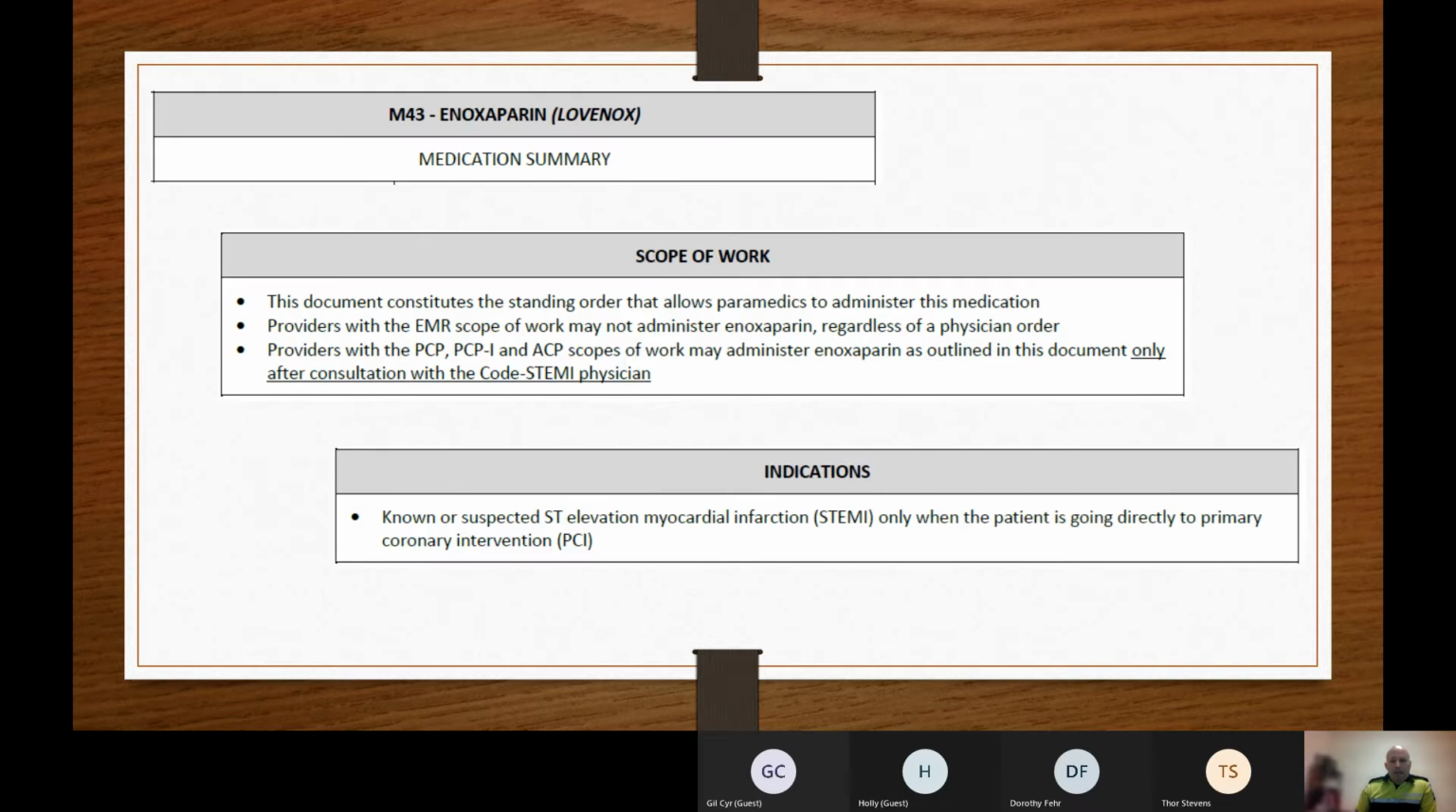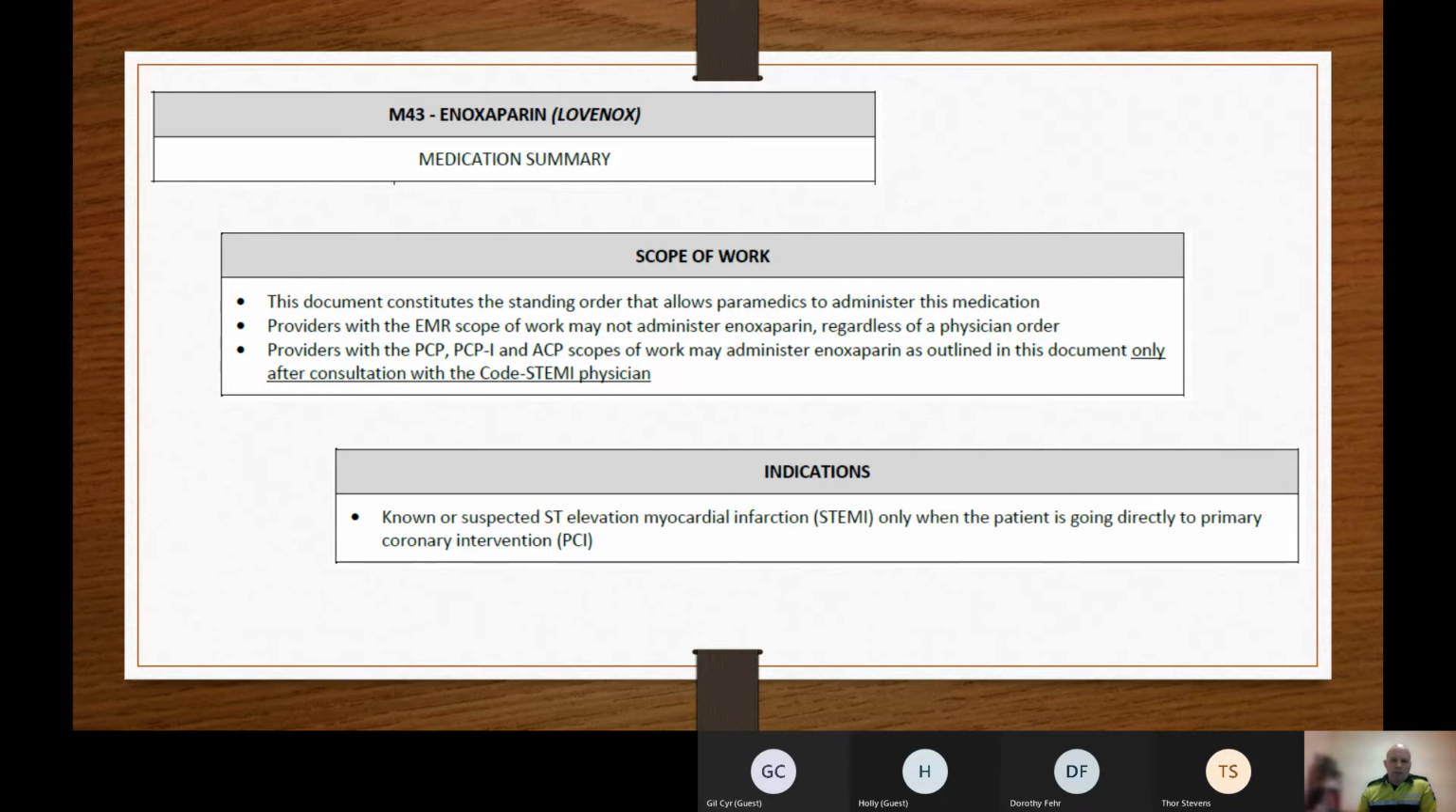So Enoxaparin, again, this is only given on direction of the physician. For this one, EMRs are not permitted to give this, but PCPs and up are. Originally, this used to be ICP, if everyone remembers last year, but St. Boniface Hospital actually requested that we expand scope so that we can get this medication to the patients. So again, this can only be given under physician's order. Basically, Enoxaparin is low molecular weight heparin. It binds and inactivates clotting factors.